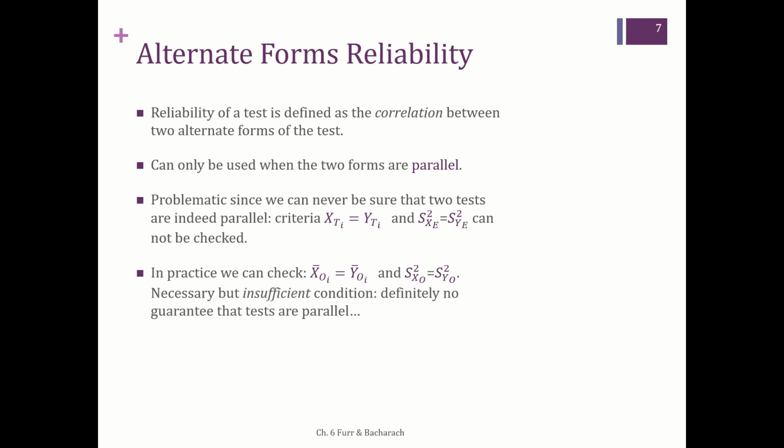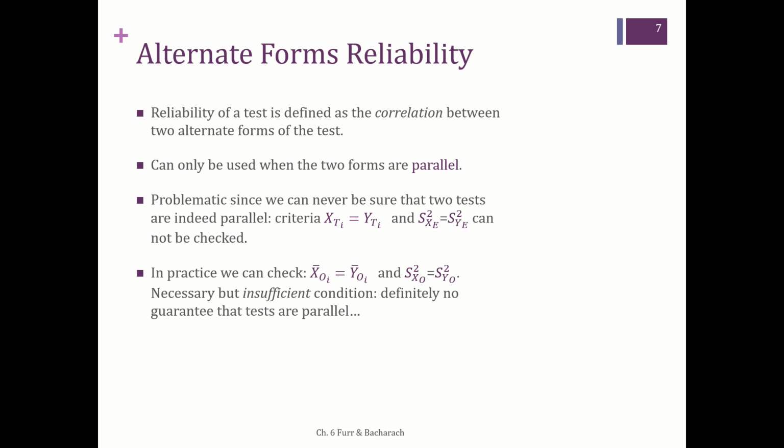What people often do is check whether at least the observed average scores on the two forms are the same, and whether at least the two observed variances on the two forms are the same. But these don't prove, they're a good check, but they don't prove that the true scores and error variance are exactly the same. So the idea behind alternate forms reliability makes sense.